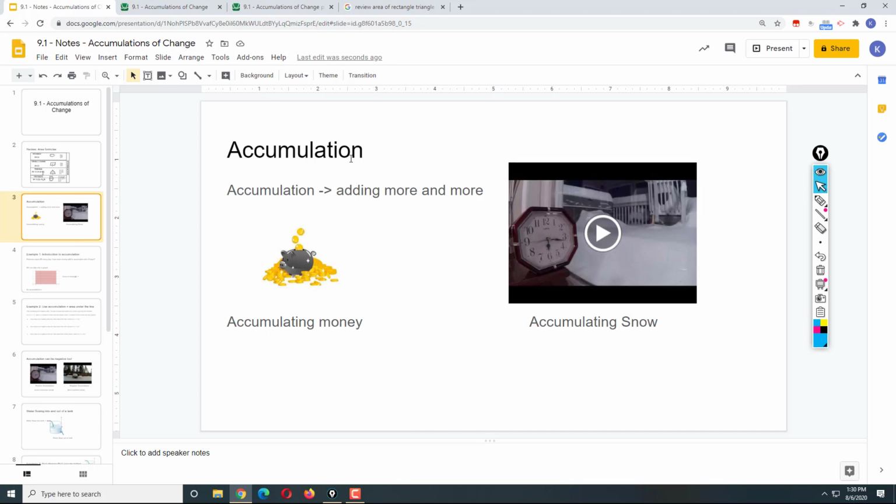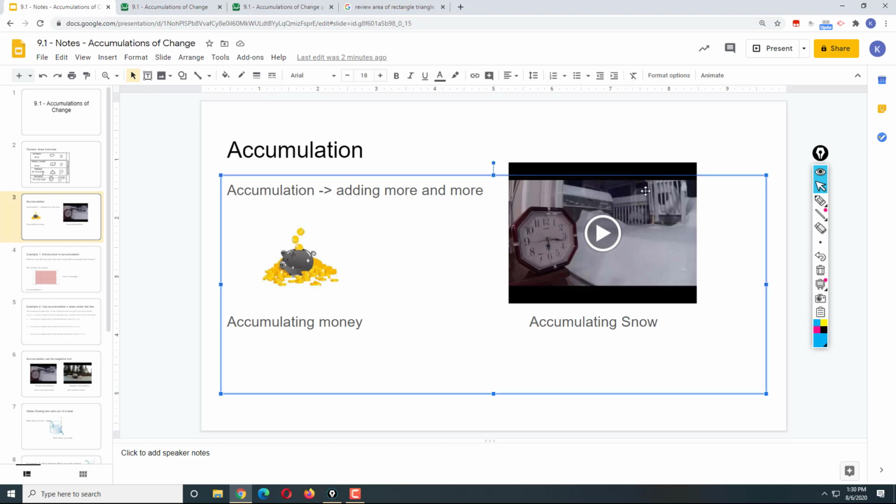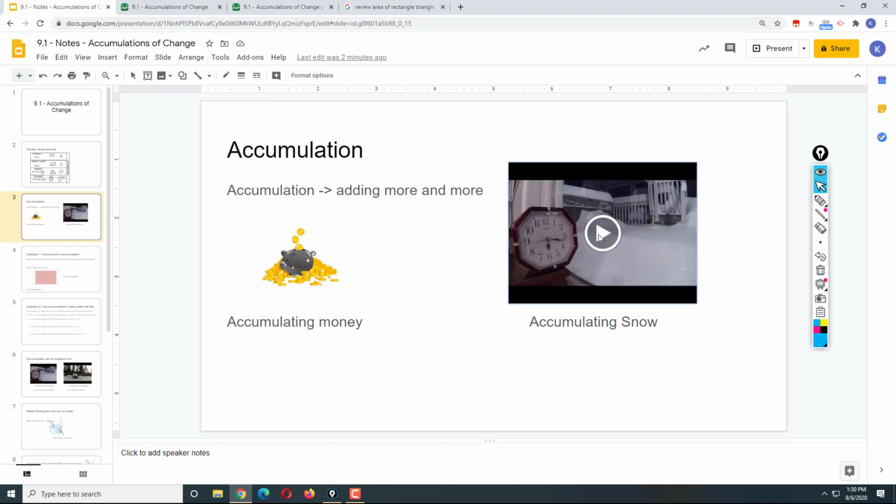So accumulation. What does accumulation mean? Accumulation just means adding more and more. So if we are saving more and more money, we are accumulating money. Here's a video of there being more and more snow on the ground.